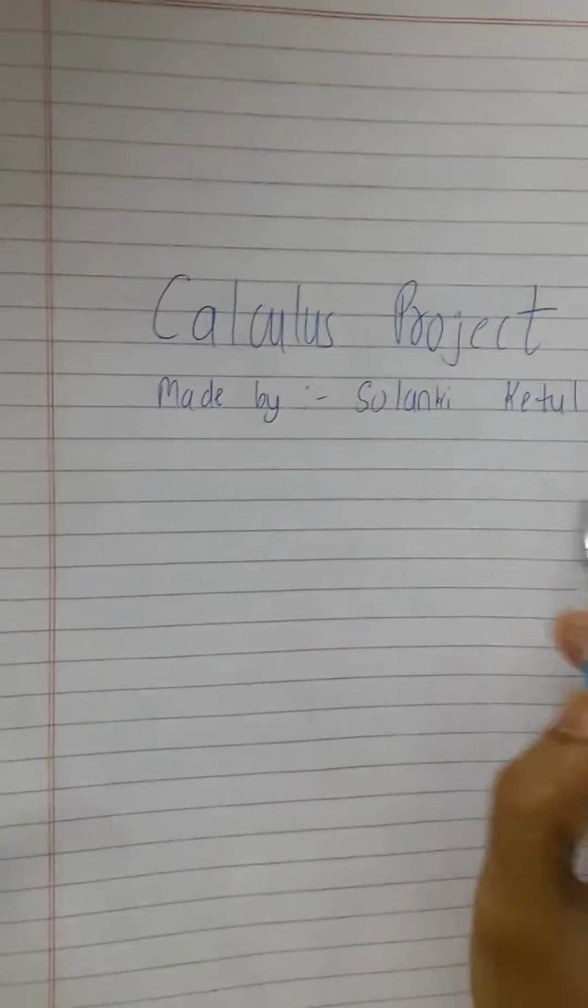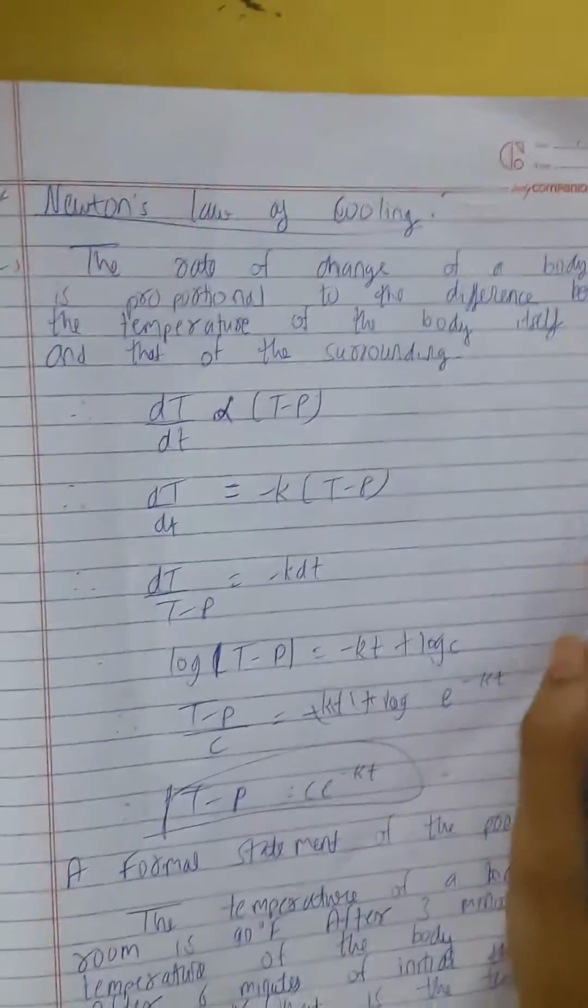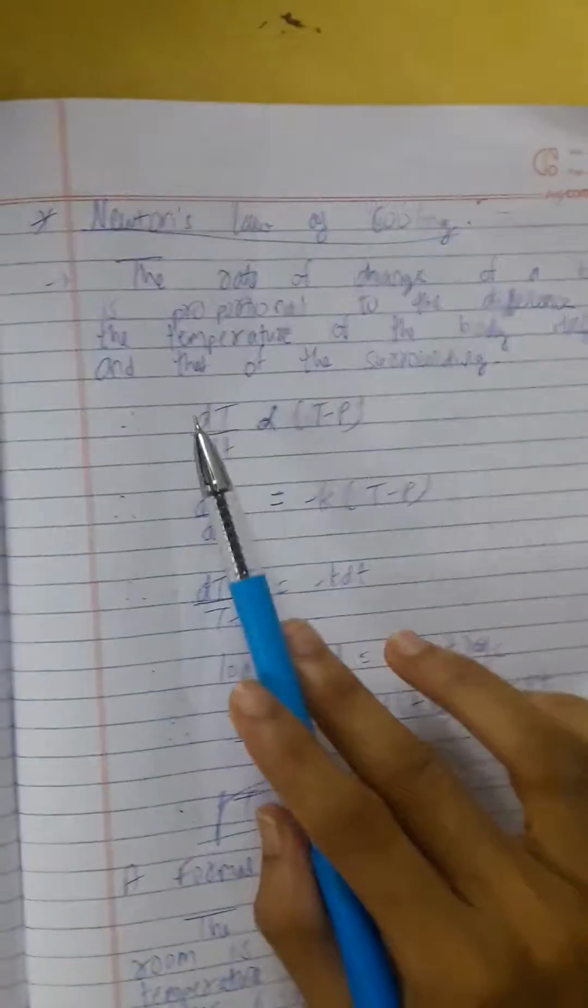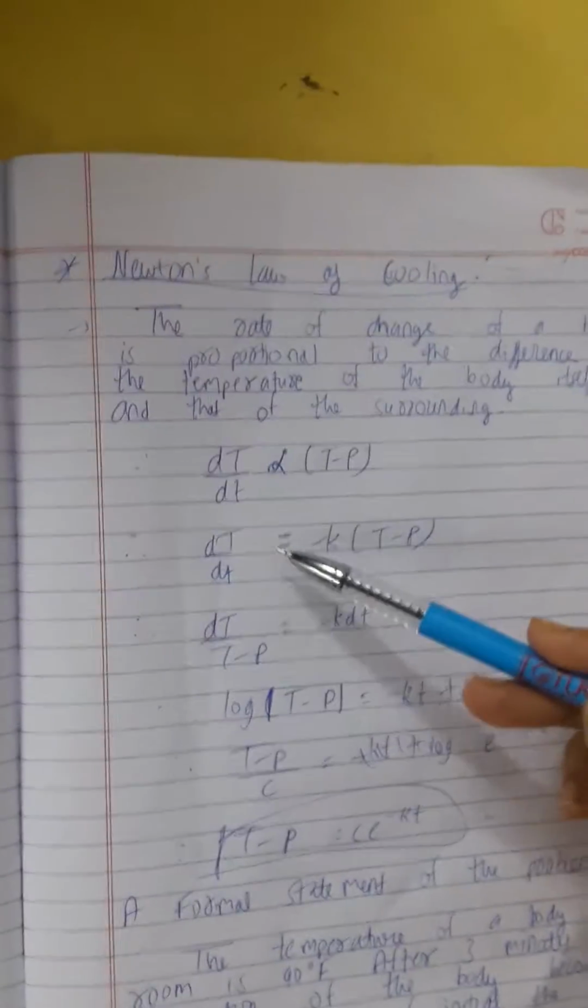Hello, myself Solanki Ketul and my project is on Newton's law of cooling. The rate of change of temperature of a body is proportional to the difference between the temperature of the body itself and that of the surrounding. Newton's law of cooling can be written in mathematical form as follows.